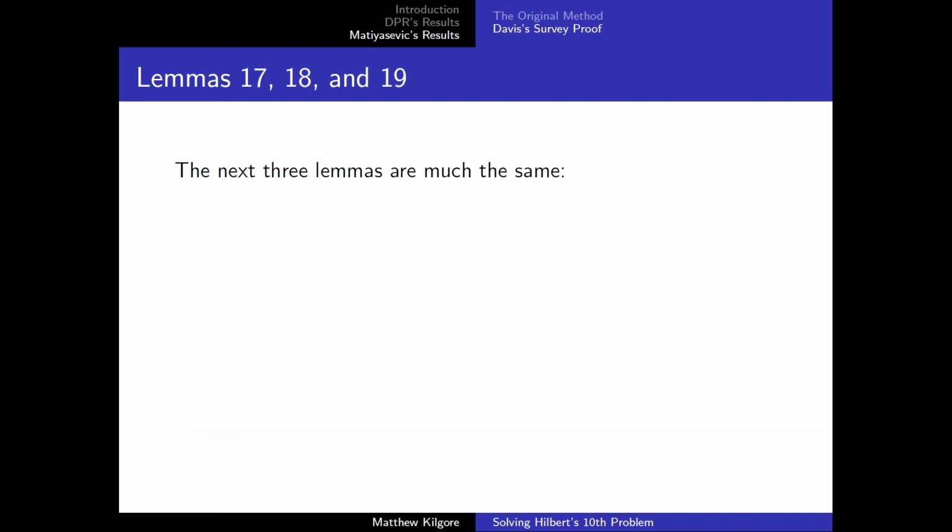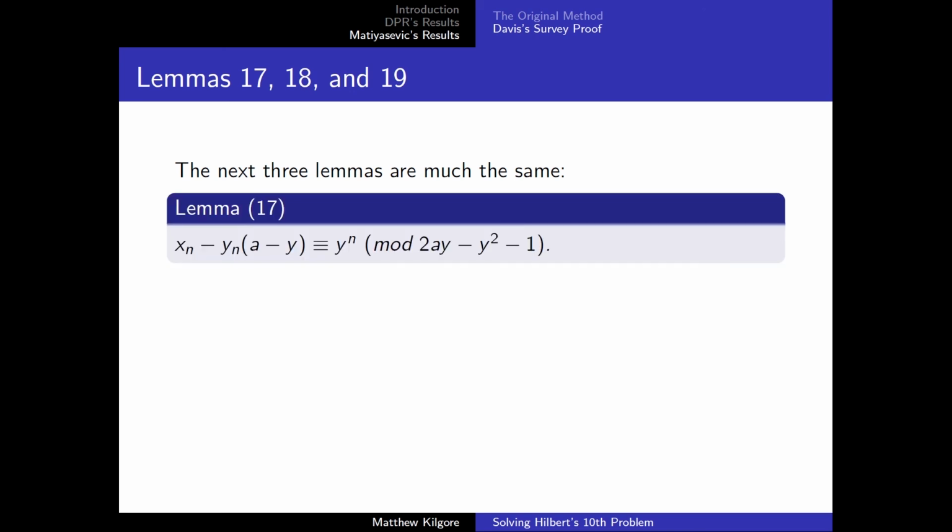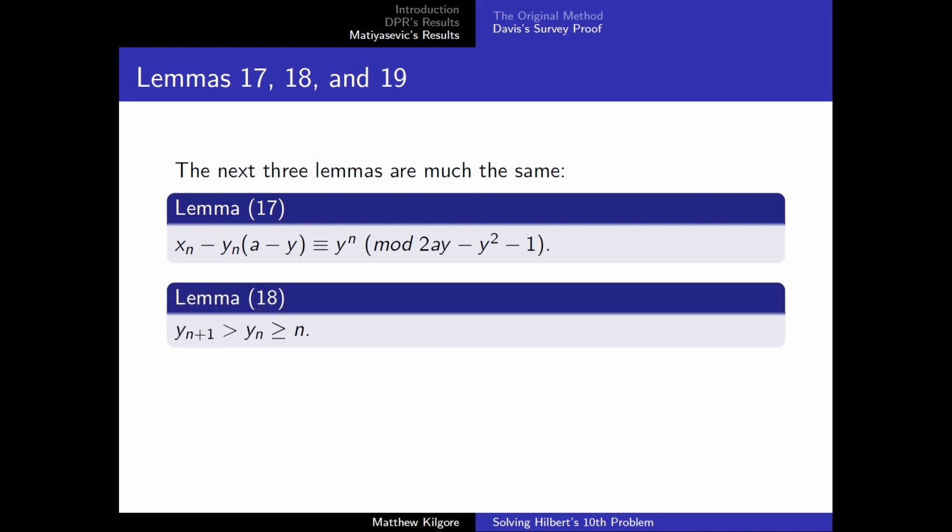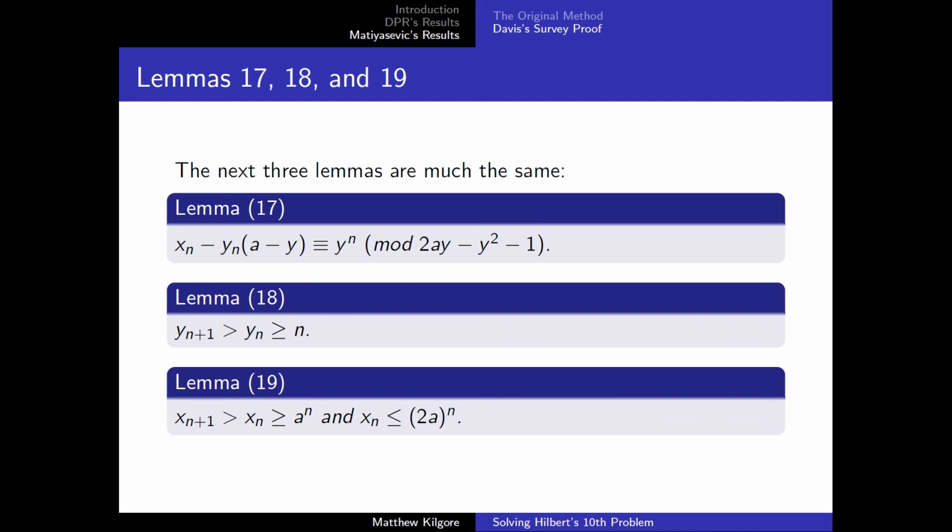Lemmas 17, 18, and 19 are much the same in that they have equally short proofs. 17 states that x_n minus y_n times the quantity a minus y is equivalent, mod 2ay minus y squared minus 1. 18 provides a bound on y_n, and it shows it's between y_{n+1} and n. And 19 provides a bound on x_n, shows it's between x_{n+1} and a to the n. It also shows it's less than or equal to 2a to the n.